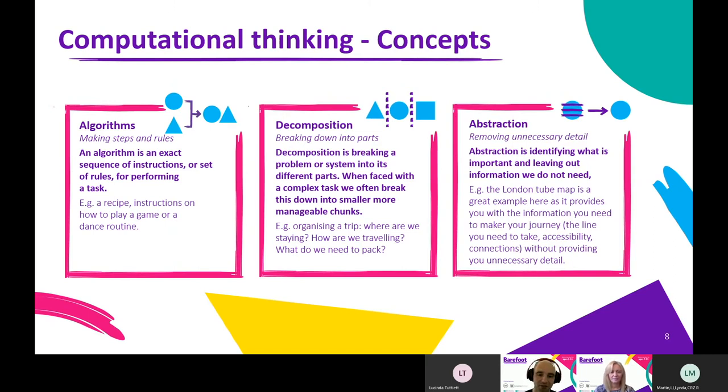So we start with algorithms, and these are an exact sequence of instructions or set of rules for performing a task. And that might be a recipe, for example, or how to perform a dance routine. Now, with younger children, this may well be a sequence of instructions, but as children get older, their algorithms might take different routes depending on an input, for example.